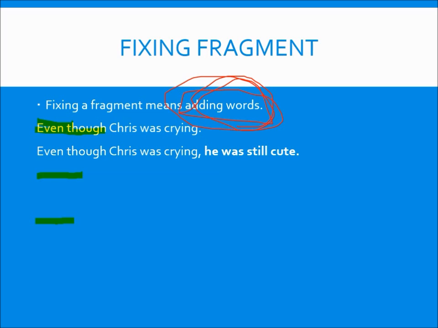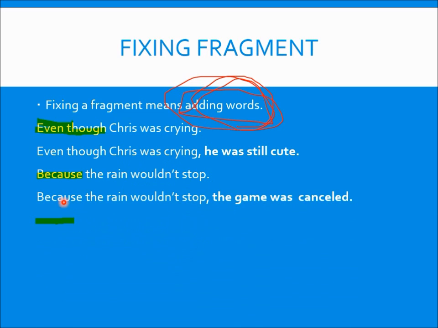Okay? Because the rain wouldn't stop. Well, look what we have here again. We have because, another subordinate conjunction. And we don't take subordinate conjunctions to the period. Remember, we take them to the comma. So how do we fix this? Let's add some words. So because, take it to the comma, and now let's add a sentence. The game was canceled. We have the subject, it's game, and the predicate or the action here was canceled.